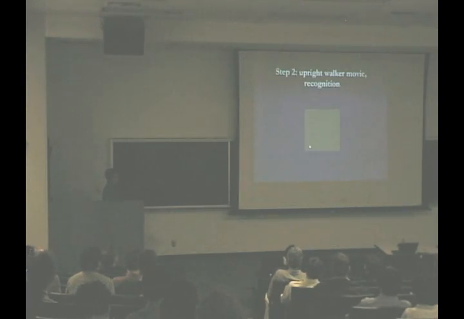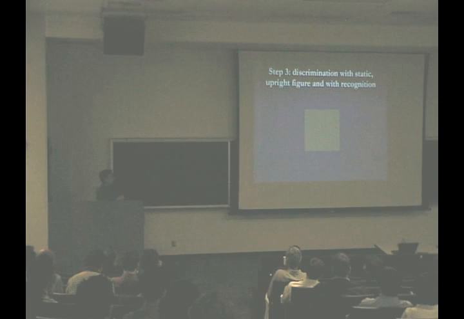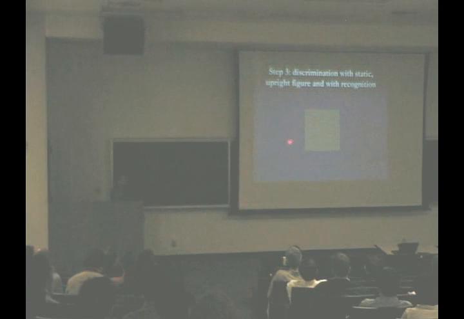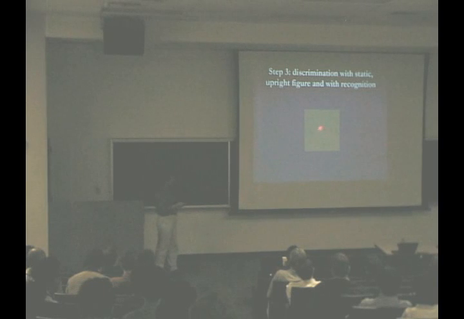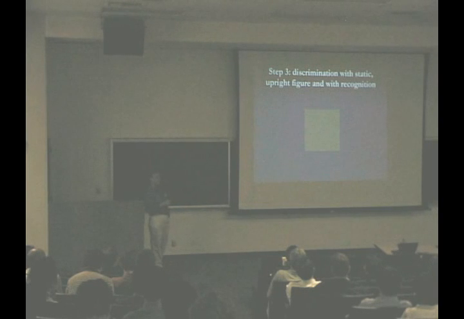The second step is we provide the subject with this upright short movement of the walker, and all subjects have no problem recognizing that this is a meaningful walking figure. In step 3, we basically repeat step 1, except we turn the figure upright, so that it is easier to recognize that this is a human figure. Again, just to remind you, the task is whether the two green dots are further apart in 3D, or the two red dots.